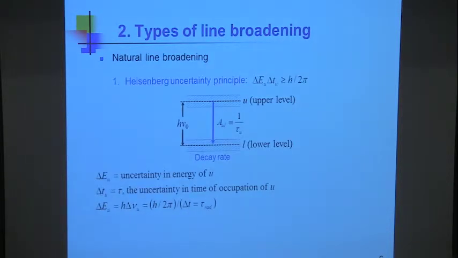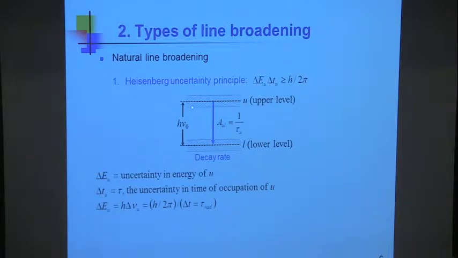Okay, let's understand the basis of why lifetime comes into play. There's the Heisenberg uncertainty principle, which comes to us from quantum mechanics. Again, we just take this from quantum mechanics. The combined uncertainties in energy of a state and the time that it spends there is given by h over 2 pi. So we have an upper level U and a lower level L with a spontaneous emission rate A of 1 over tau.